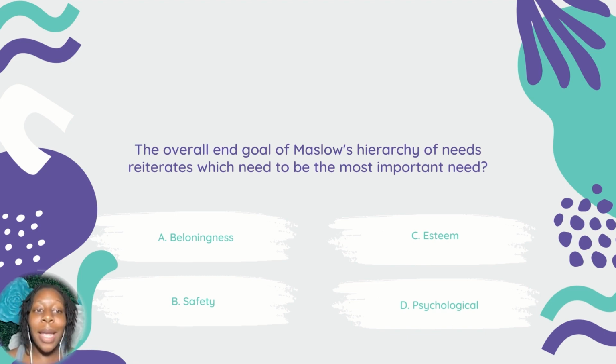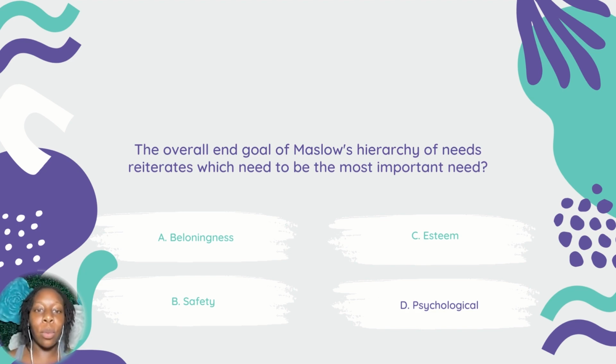The overall end goal of Maslow's hierarchy of needs reiterates which need to be the most important need? I'll give you 10 seconds. Alrighty, it's psychological. So if we think about the breakdown of Maslow's hierarchy of needs, there is a diagram that's out there that breaks down Maslow's hierarchy of needs into 3 subcategories, I believe. And so the bottom 2, which is usually your physiological needs, and then there is the middle 2, which are your psychological needs, and then I think the very top is just self-actualization.